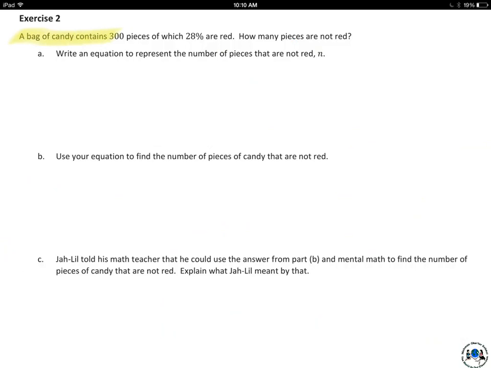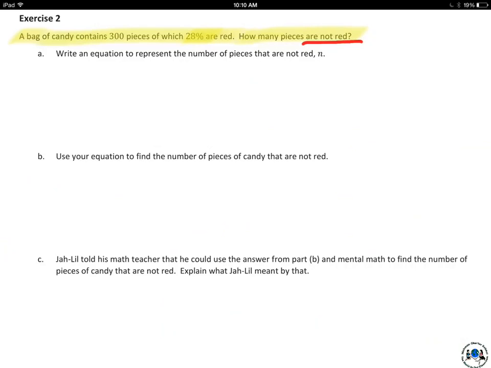A bag of candy contains 300 pieces, of which 28% are red. This was the same first line from the last problem, but now the question is, how many pieces are not red? We could indeed find out how many pieces are red and then just subtract those away, which is one way. But another way, we could actually figure out right away which percent are not red.